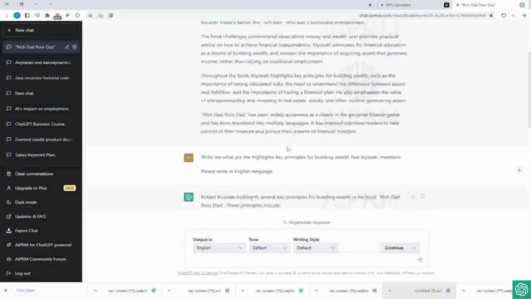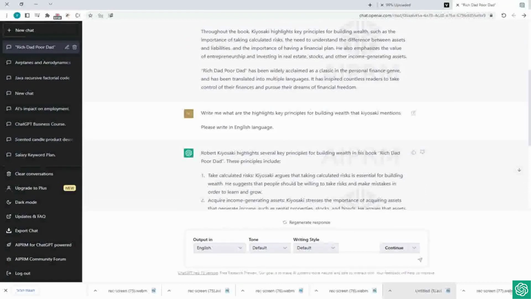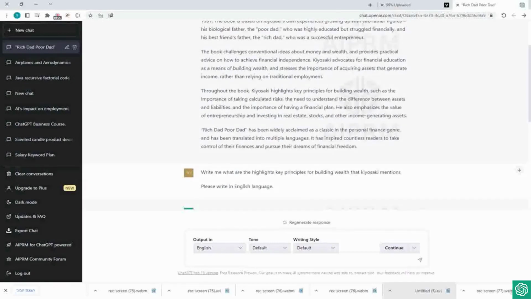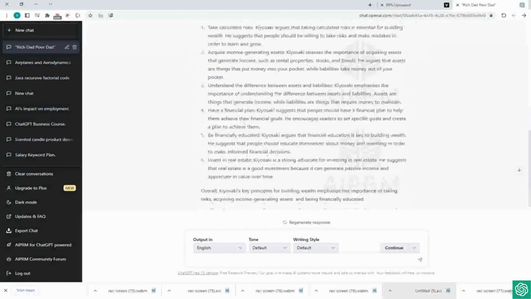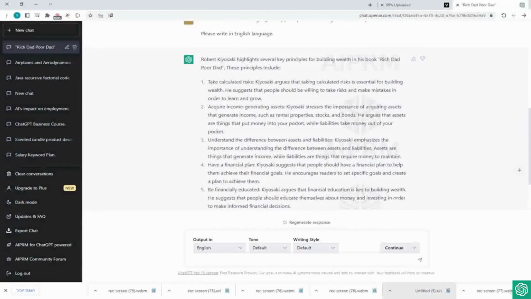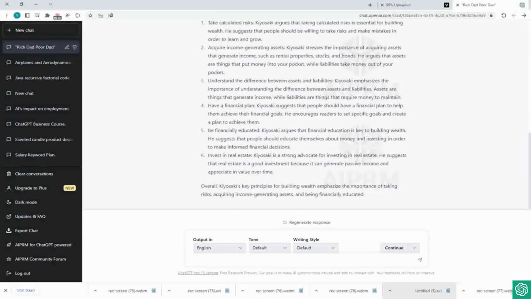Then I wanted to elaborate and asked it, please write me the highlights, the key principles for building wealth that Kiyosaki mentions, because as it said, Kiyosaki highlights three principles for building wealth. So I asked it, please give me these principles, and it gave me all of them. Take calculated risks, with a little explanation. Acquire income generating assets. Understand the difference between assets and liabilities. Have a financial plan. Be financially educated and invest in real estate. It just gives us all the things that Kiyosaki said in a very small, understandable text.